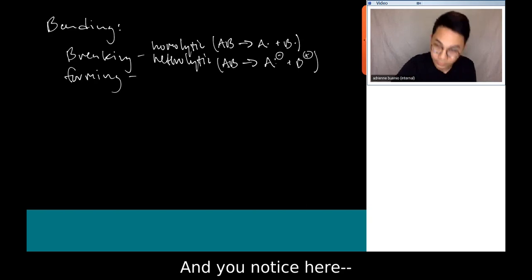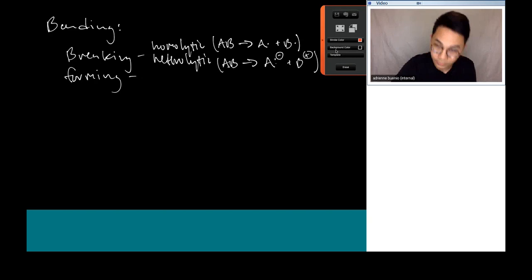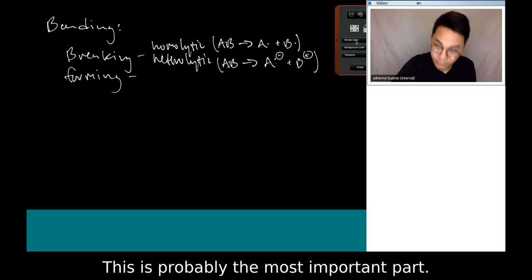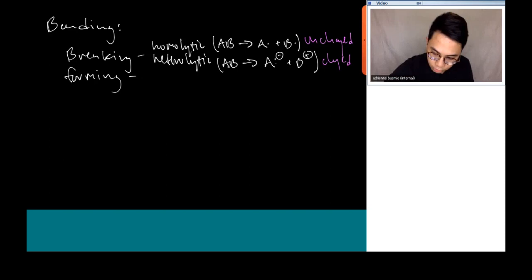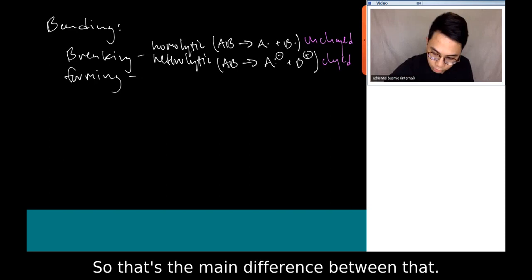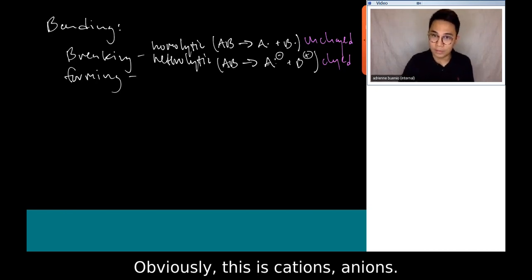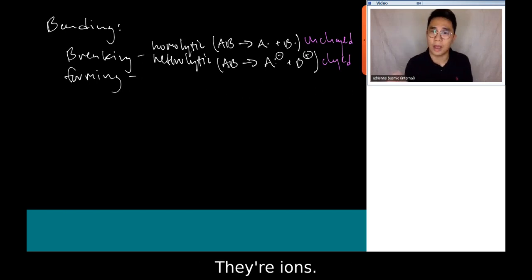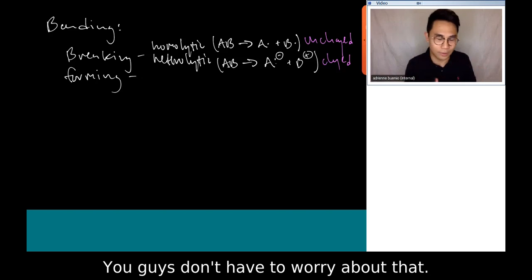Let me change colors because it's going to get too muddled. This is probably the most important part. Homolytic, obviously, is uncharged; heterolytic is charged. That's the main difference. And you see here the radicals, things like that, and here the cations and anions, the ions. So that's what makes them different. But you guys get that, you don't have to worry about that.